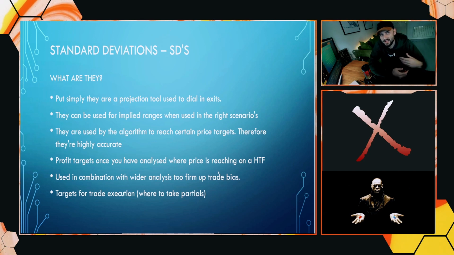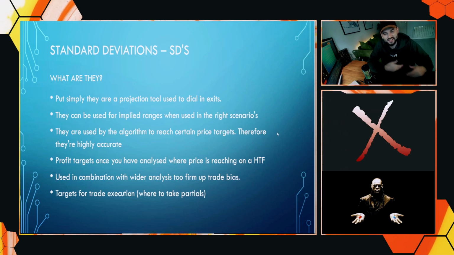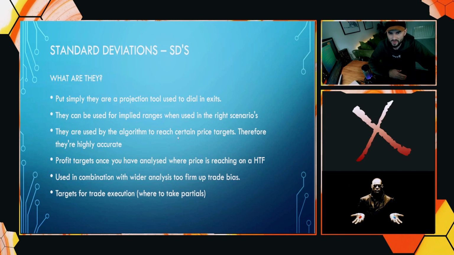And for me personally, I use them as profit targets when I'm in a trade. So I can use these as places where I'll either partial off positions or where I am looking for the terminus on my trade, okay? And personally, used in combination with wider analysis to form up directional bias. And again, this is all stuff we're going to break down, but I want you guys to have notes so you can jot this down and so it doesn't all become too much, right? And then targets for trade execution. That's what I just mentioned there, so terminus and partials, all right?